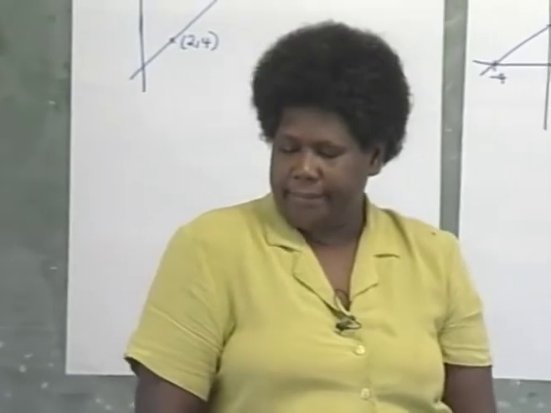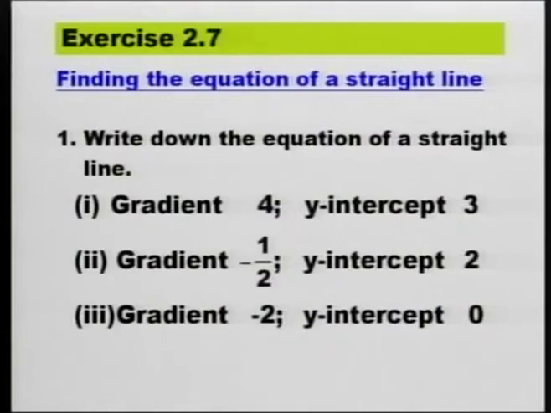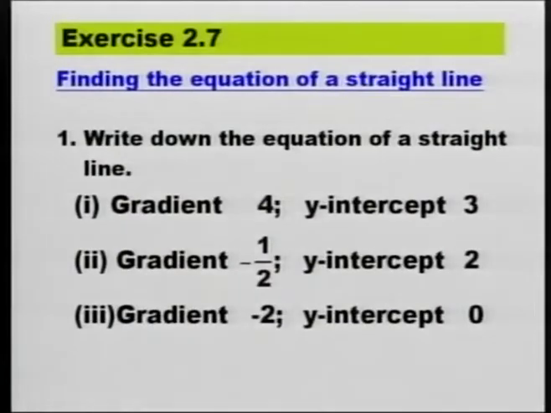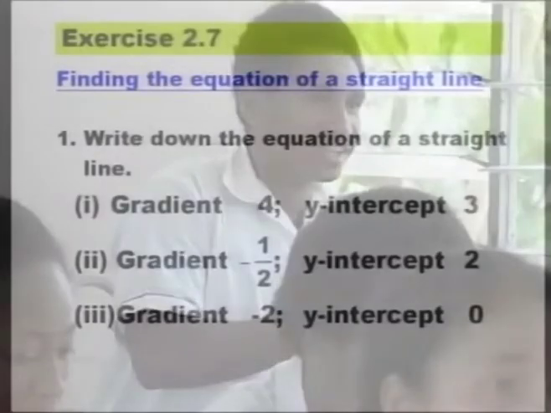Okay, number 1. What is the equation of the line that has a gradient of 4 and a y-intercept of 3? Miriam? Y equals 4x plus 3. Number 2, any volunteers for number 2? Siegfried? Y equals negative half x plus 2.